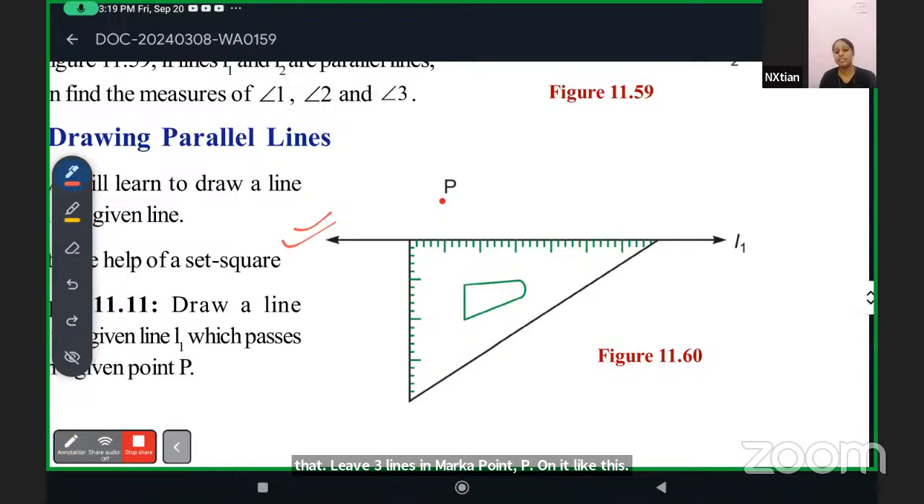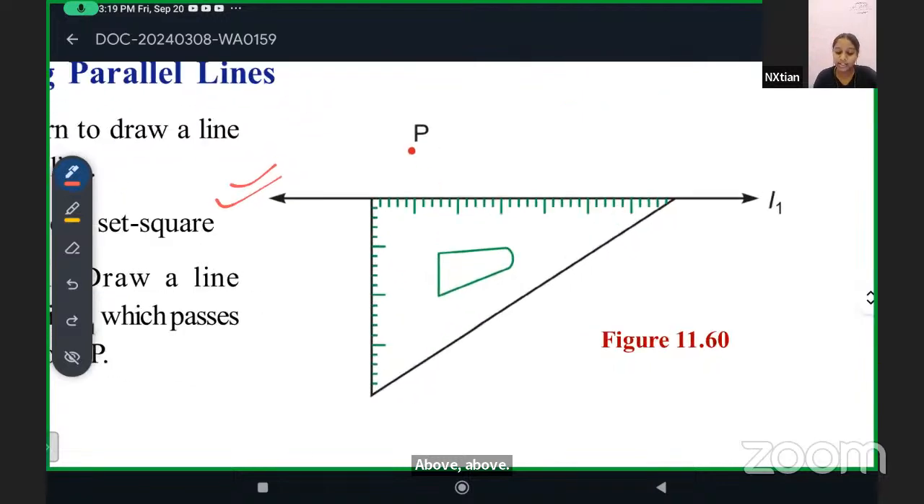Okay, this is slightly towards the left. Mark a point P above. Okay, done? Yes, ma'am.